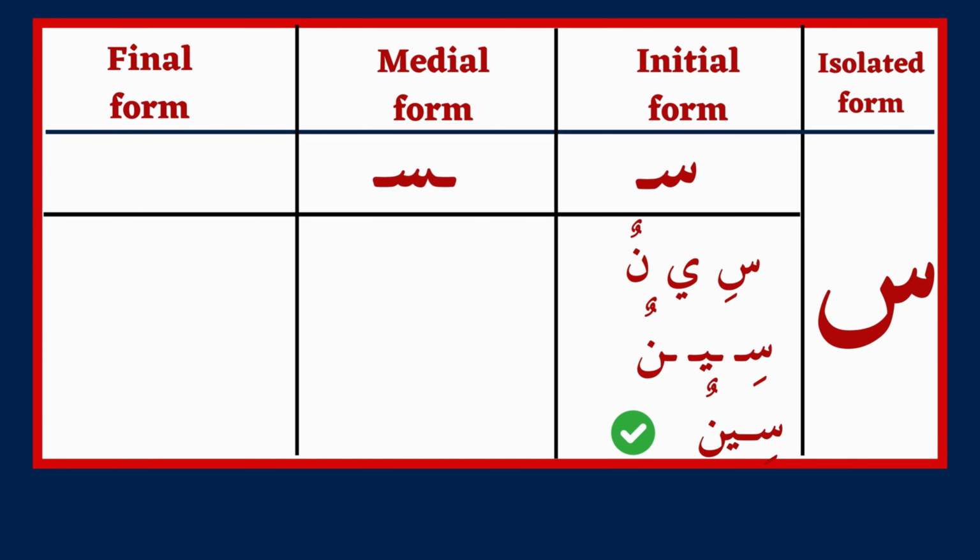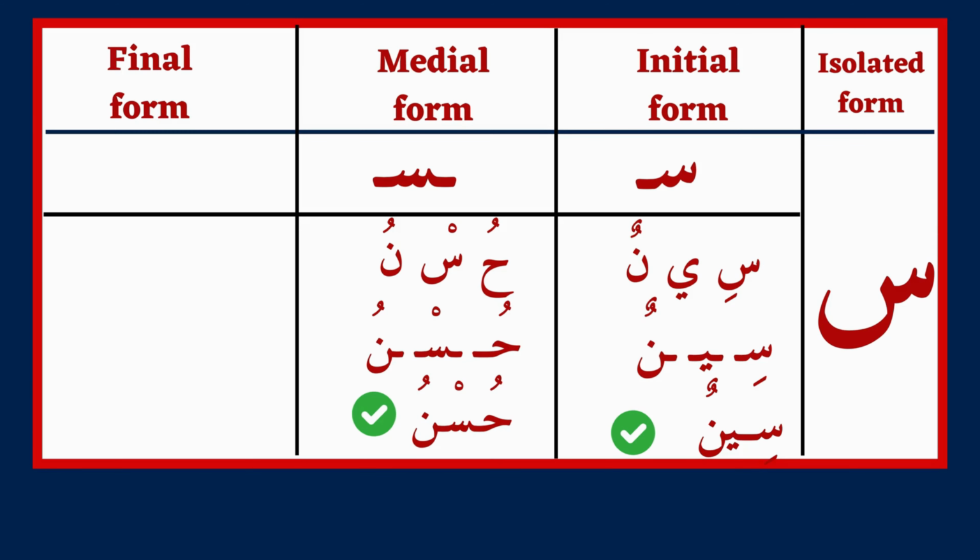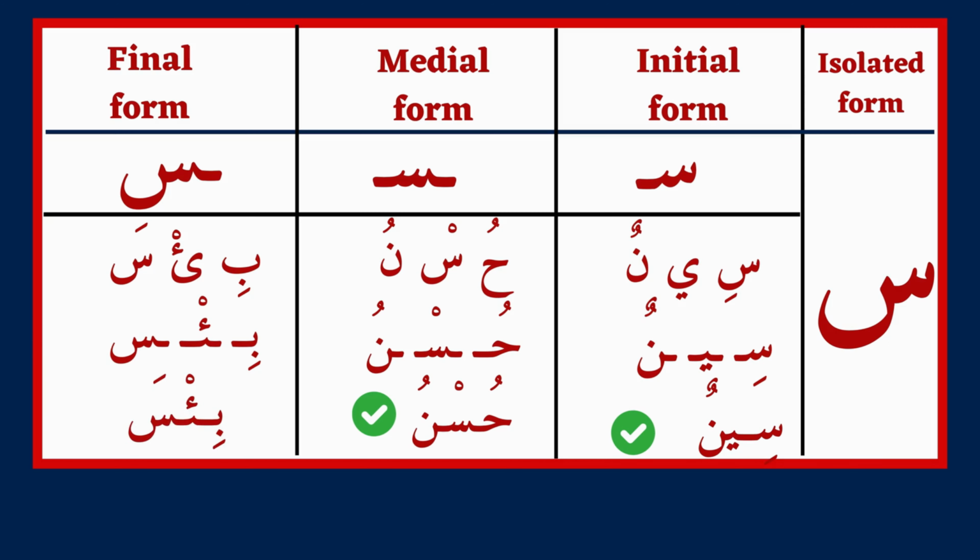In the middle of a word, seen is written this way. See how seen is written within these two letters, ha and noon. When seen closes a word, it is written this way. Writing it this way means it ends that word.